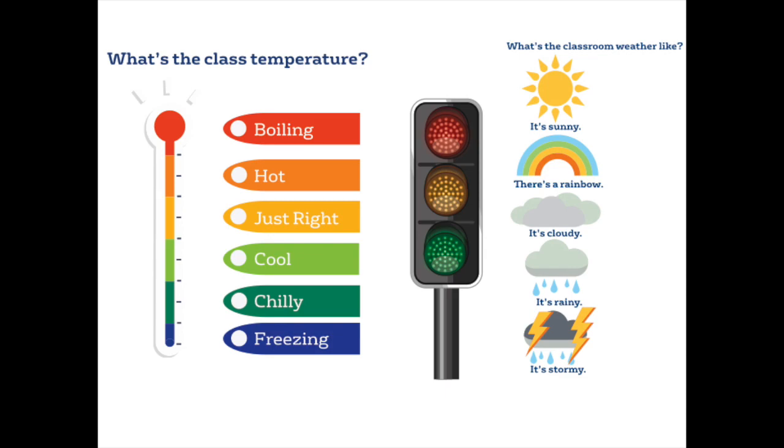Here are three different types of behavior meters. The first one is based upon a thermometer, so you can range from freezing to boiling. The second one, of course, is a traffic signal. I call this a behavior signal. And the third one is a classroom weather chart. You should associate basic behaviors with different kinds of weather patterns.